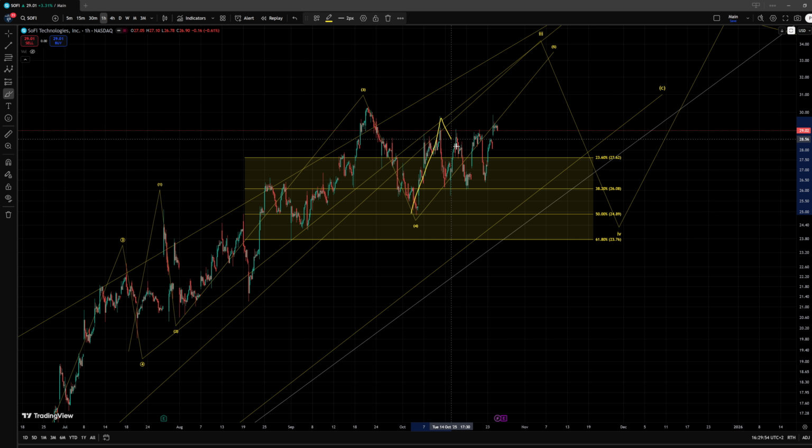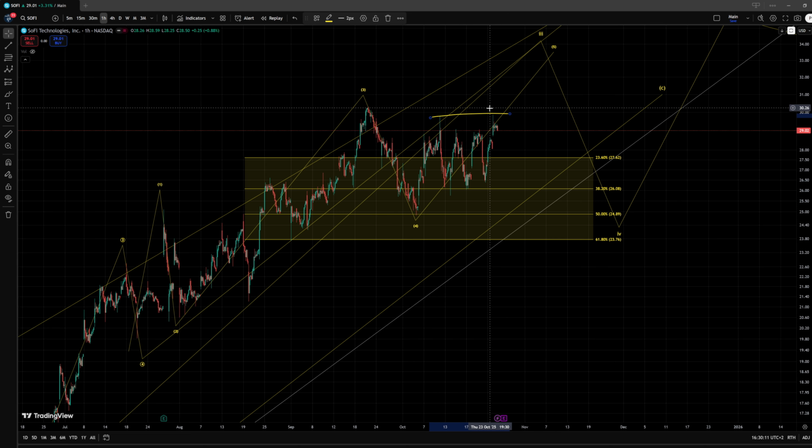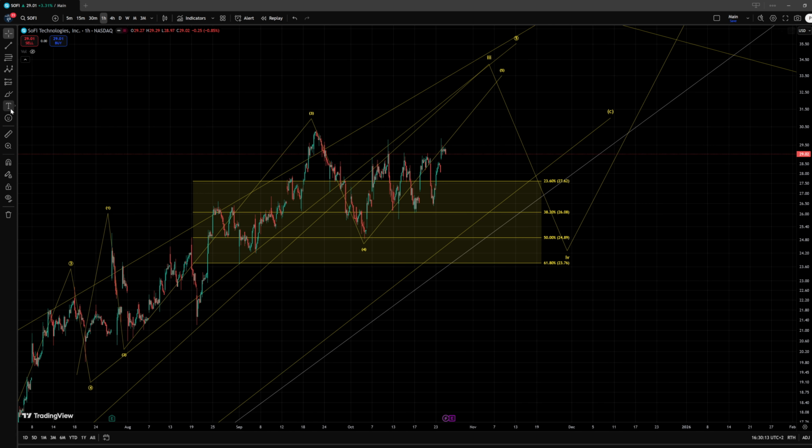Here we might have a B wave down, and then this could be a C wave to the upside. Now keep in mind, we continue to make higher lows in this area, and we have formed a couple of higher highs, but we do also need to be very much aware that this structure to the downside could even be considered a 5-wave pattern.